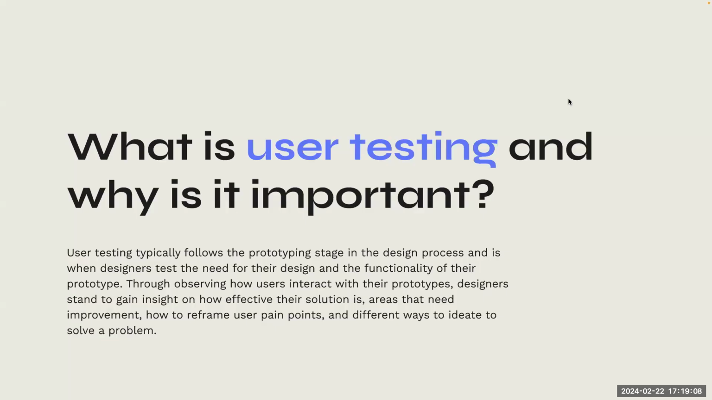What is user testing? This allows us to sort of validate our thoughts. This is going to follow our prototyping stage, and this allows us to test the functionality of our prototypes. Through observing how users interact with the prototypes, we can understand how effective our design really is, find areas that need improvement, get some pain points from users, and start to ideate.